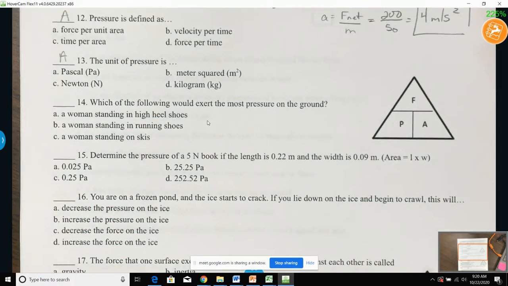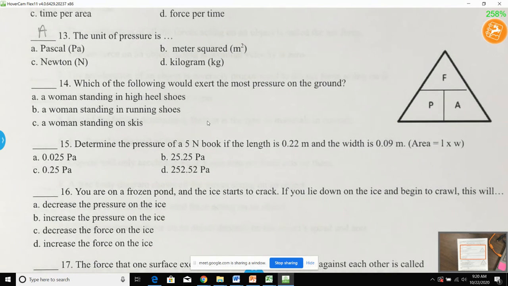So now how would you answer that? Which one exerts the most pressure on the ground? Definitely the high heels, right? So we're looking at letter A.